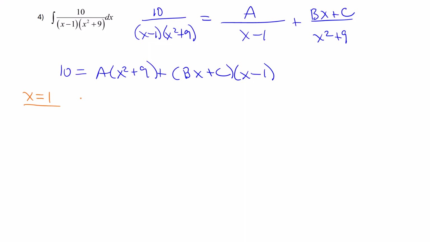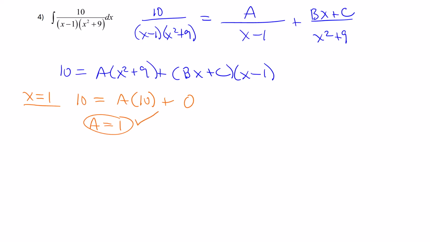giving us a way to solve for a. So we'd end up with 10 equals a times, if I plug in 1 for x, 10 after the a, since x squared plus 9 would be 10 if x is 1, and then plus everything else would be 0 because of the x minus 1 factor when x is 1. Which means pretty simply that a must be 1. We already have our first value.